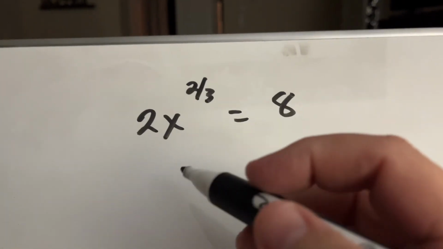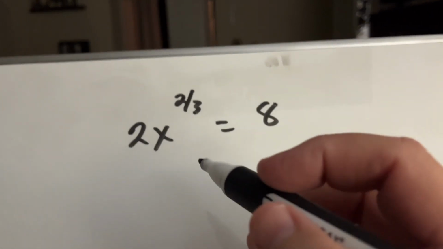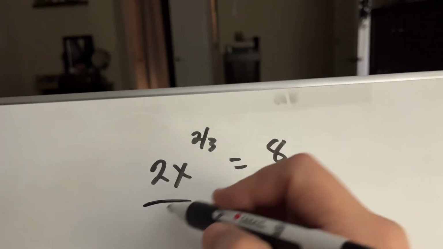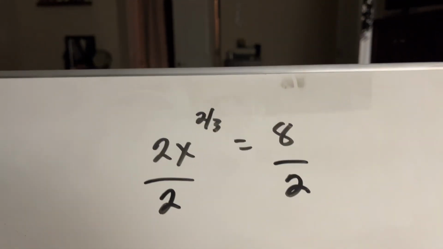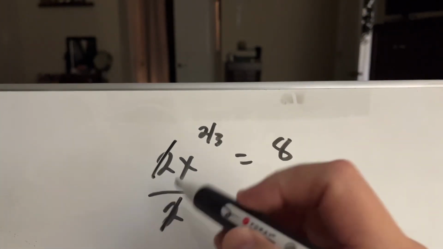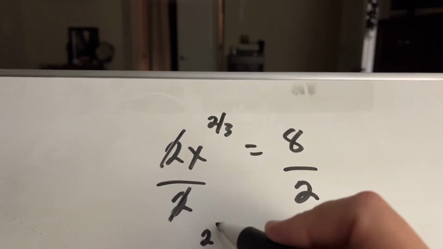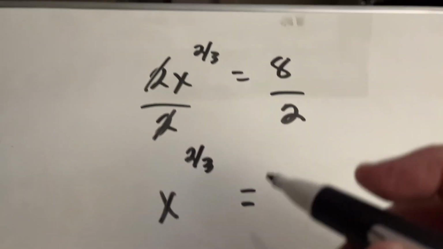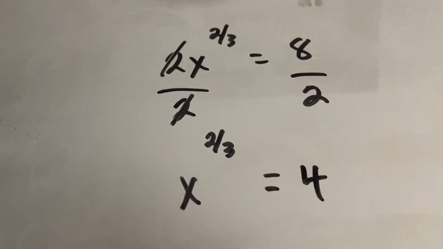Let's consider this problem. We're solving for x. So the first thing we want to do is get the x by itself. So notice I'm going to divide by 2. That means these are going to cancel. And I have x to the 2/3 power equals 4, because 8 divided by 2 is 4.